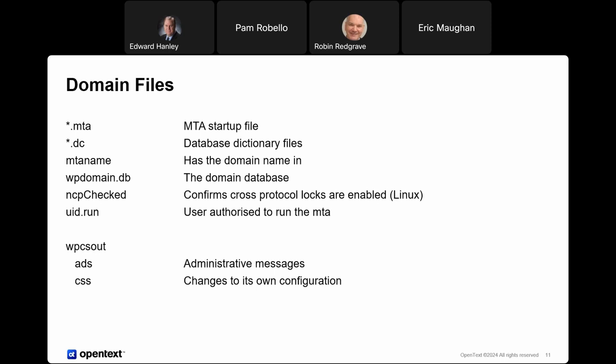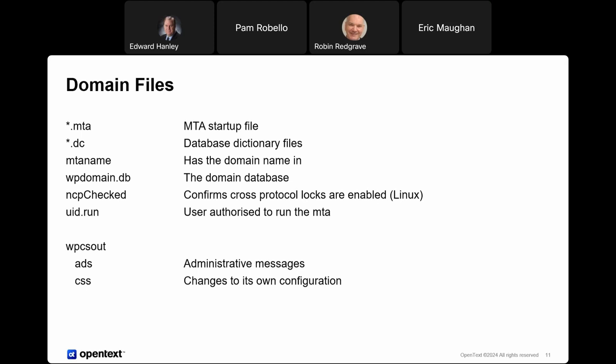You've got dictionary files, so with each version of GroupWise, there's schema changes and so on, and these are essentially the schema files for the database there. Some other things in there, with MTA name, just has the name of the domain in, which can be quite important sometimes. I have in the past rebuilt the wrong domain to the wrong place and caused problems, whereas if you check first on the MTA name, it can help avoid that issue there.